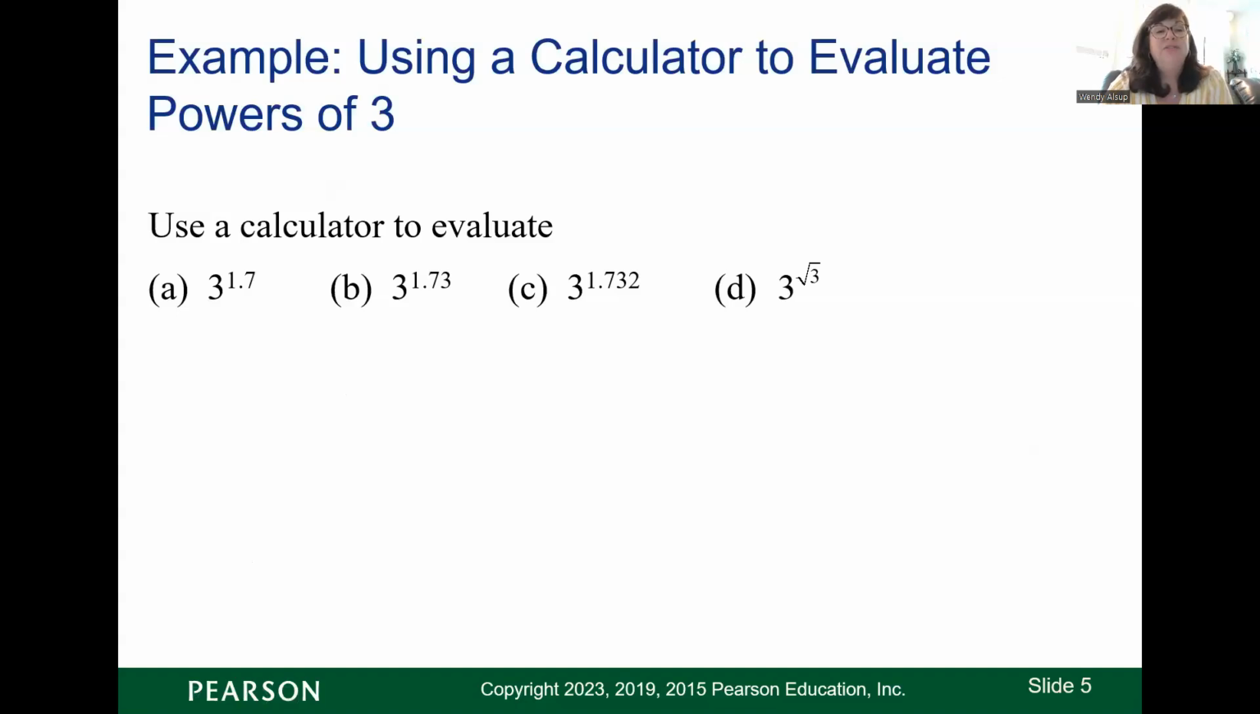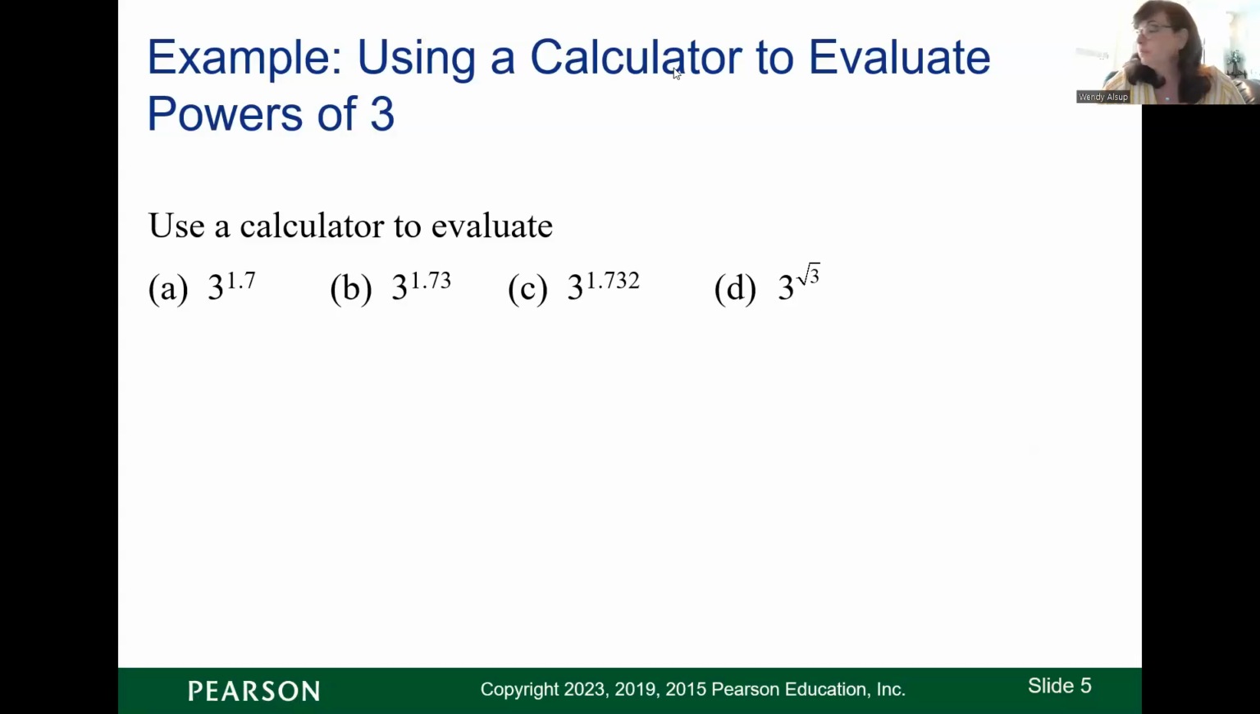How do we find these on a calculator? Let's say you want to use a calculator to evaluate these. Not terrible at all. Let's do 3 to the 1.7 power. Find that 3 to the 1.73 power, 3 to the 1.732 power. These are approximations of 3 to the square root of 3 power, but we can do all of these. And let me just show you right here on my calculator.